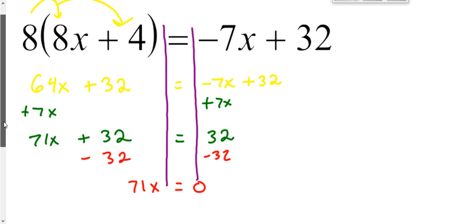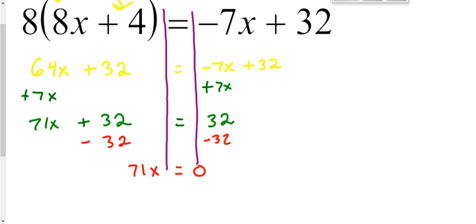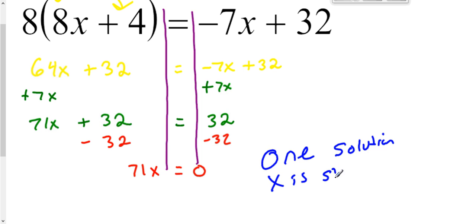Now a lot of us get tripped up right here thinking that this is a no solution or an infinitely many solution. It is neither. This is still a one solution problem. It's still a one solution problem because x is still present. X has not disappeared. He's right there.